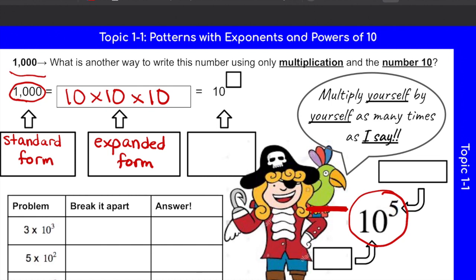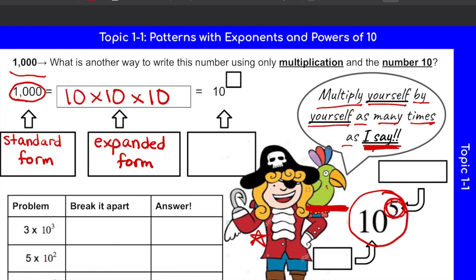So I want you to think of this 10 as the pirate, okay? And this 5 as the parrot, okay? They look very similar. If you notice, it looks like the 5 is almost sitting on the shoulder of the 10, okay? So let's look at this parrot. The parrot is saying, multiply yourself by yourself as many times as I say.